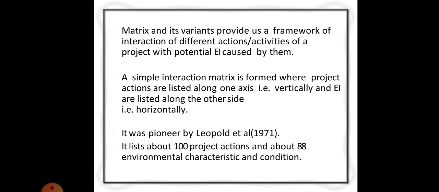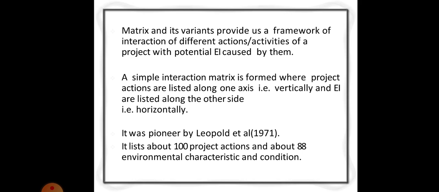where the project actions are listed on one axis. Normally we consider the vertical axis for listing them, and then the environmental impacts are listed along the other axis. This technique was pioneered by Leopold et al. in the year 1971, and it lists about 100 project actions and about 88 environmental characteristics and conditions.